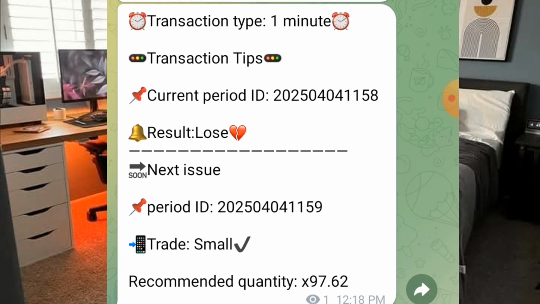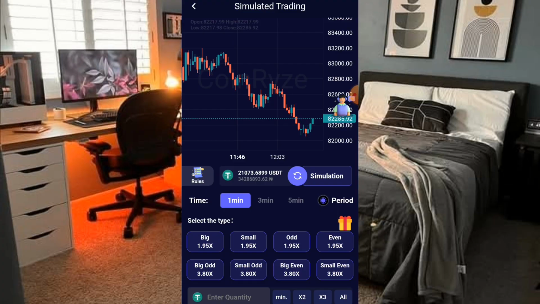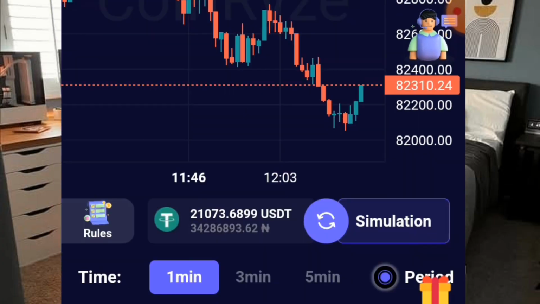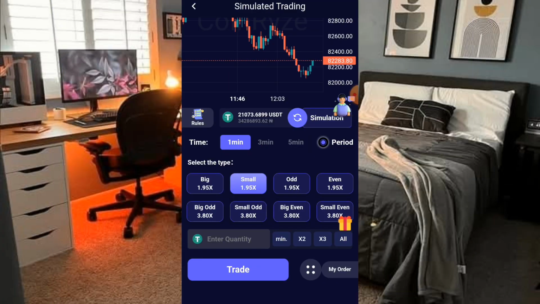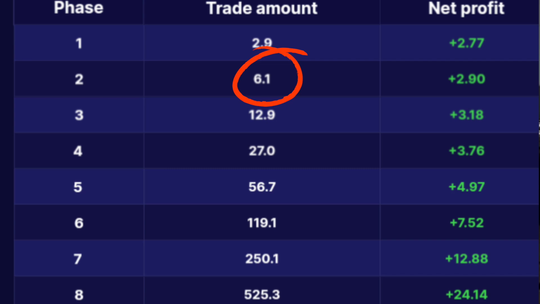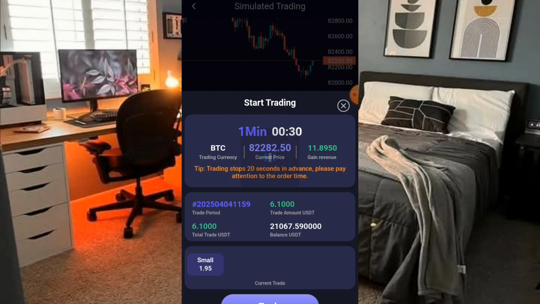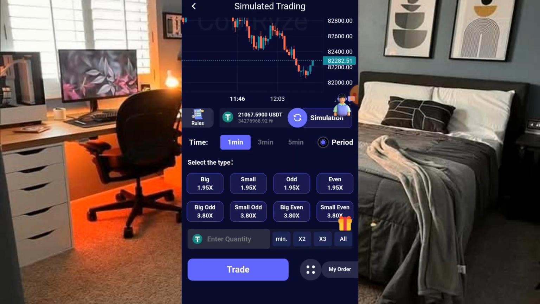If the period ID is the same, 59, and the trade type is small, let's go to the site to see. We can see it's also 59 and we're going to choose this small trade type and we're going to enter the second trade amount. If you remember, I said in every loss you keep doubling until it becomes a win, then you go back to the base amount. So we've chosen the second trade amount, which is 6.1.